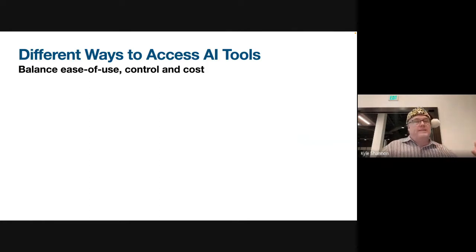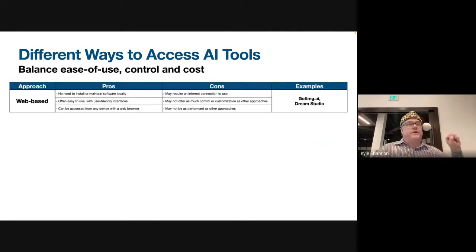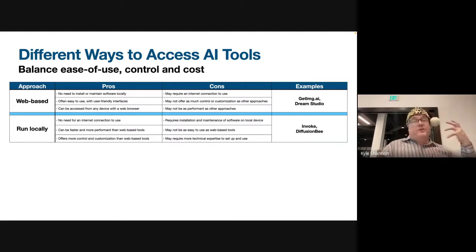So a couple of things. There's a couple of different ways that you can access AI tools. There's web-based tools, like there's one called getimage.ai. There's another one called Dream Studio that's part of Stability. Basically, you just go to that URL and you can start making images. Some of them are free. Some of them give you free images for a while, then you have to pay later. There's pros and cons. The PDF will be in there. You can read the pros and cons. But basically, you don't have to install anything. The cons are you're contributing to someone else's image library, and your stuff is kind of out there for everyone to see.